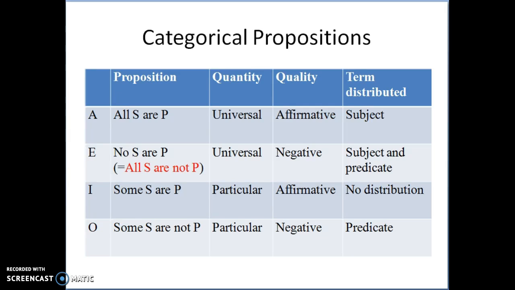When I think of E-type propositions as "all S are not P," I'm thinking in my head, every single S is not P. So if it helps you to think of E-type propositions this way, then do it. If what I'm saying is confusing you, then just stick with what the book says and think of E-type propositions as "No S are P."